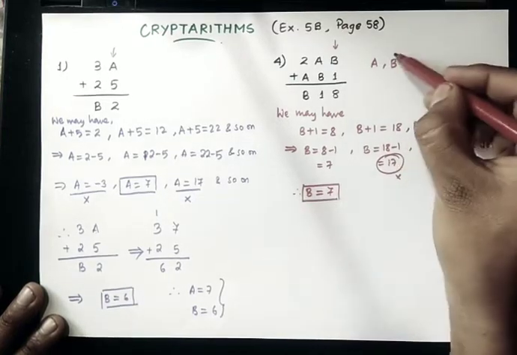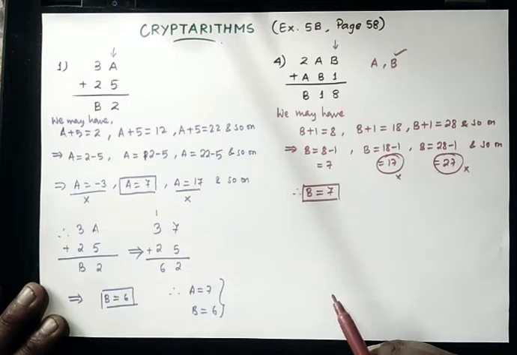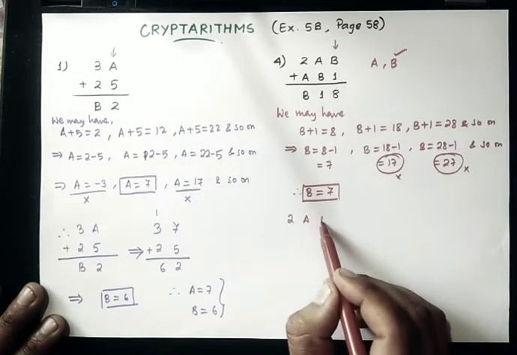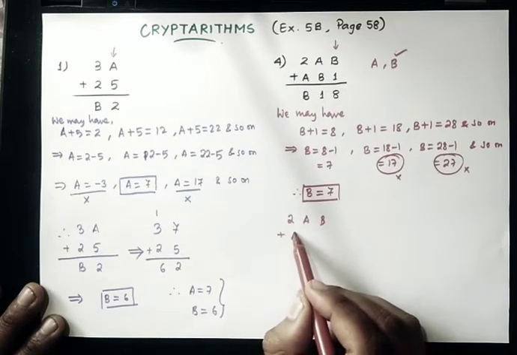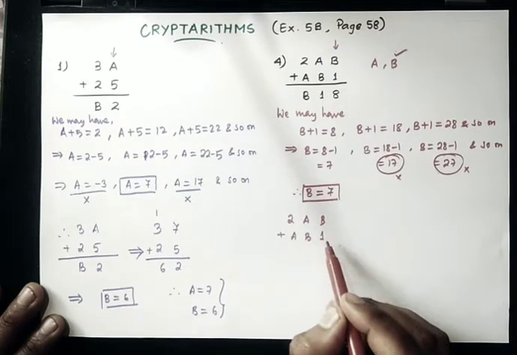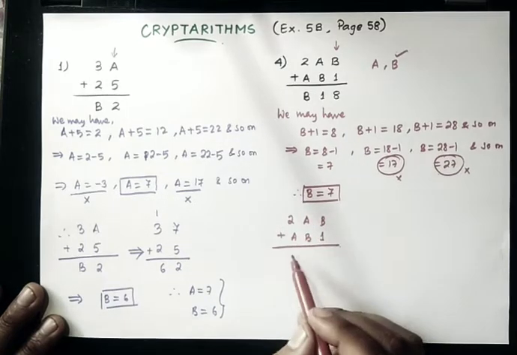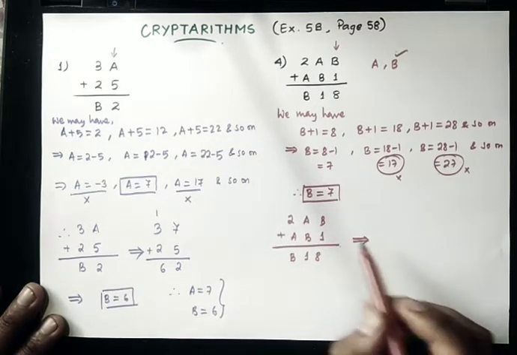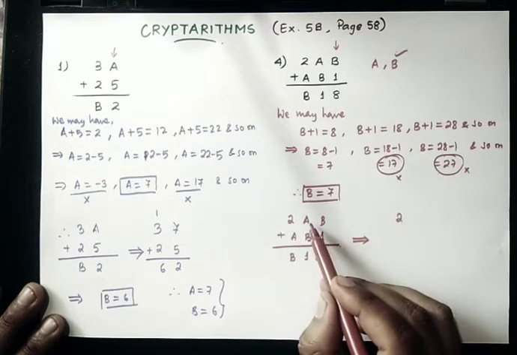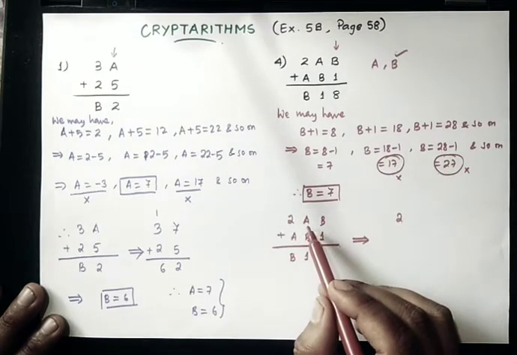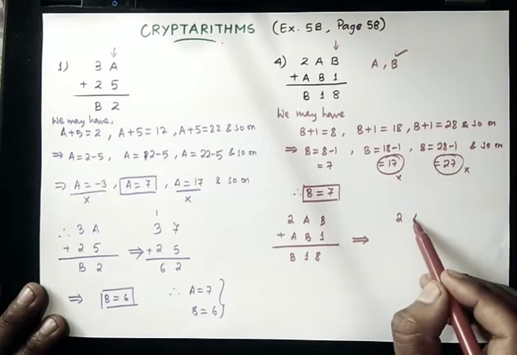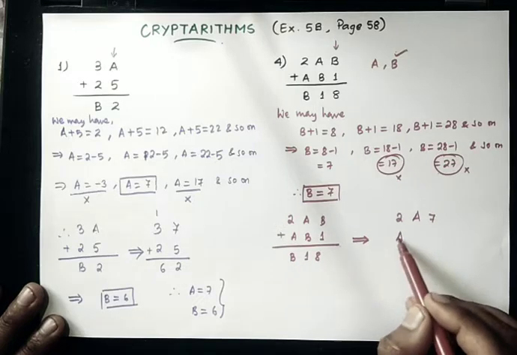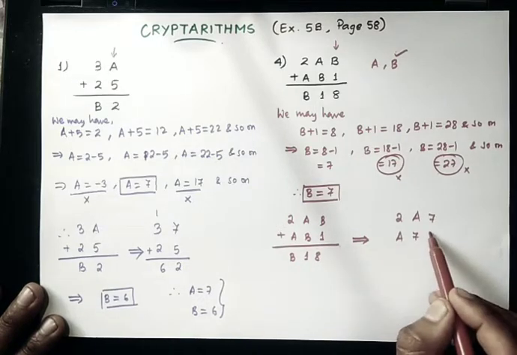Now we are done with b. We need to find the value of a. So we'll again rewrite the question. We have 2AB plus AB1 equals B18. Let us rewrite this one. We have 2. What is the value of a? We don't know, we still have to find the value of a. What is the value of b? The value of b is 7, so wherever b is there, I'll put 7. Here b is there, so 7 1.